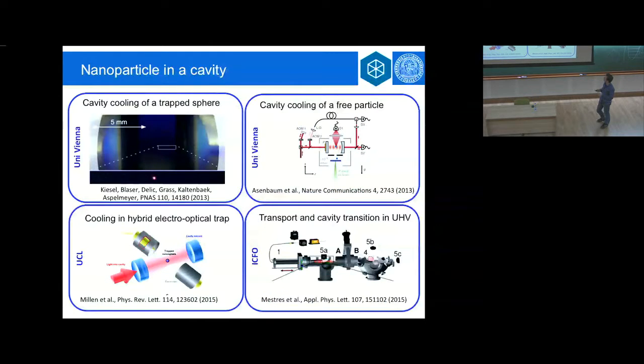As I said, there are many experiments that have shown cooling in a cavity, or at least a signal from a cavity particle. That's Markus Arndt's group in Vienna, a group at ICFO by Ramanujan and Lukas Novotny, and also, in a hybrid approach with an electrical trap, Peter Barker's group at UCL. All of these other setups are at low pressures, but are facing one problem or another when it comes to ground state cooling.